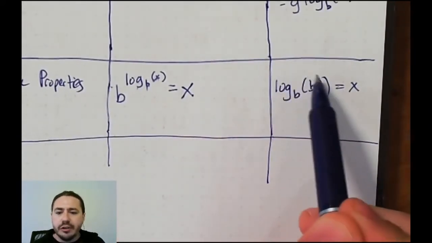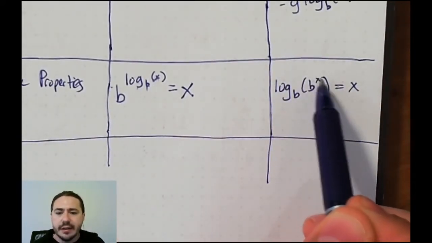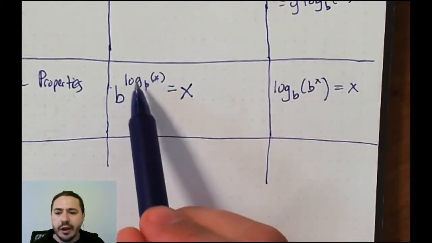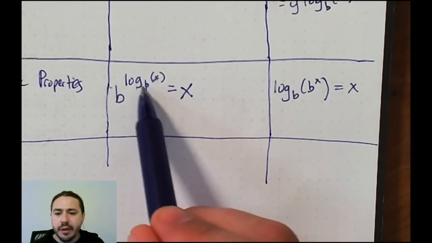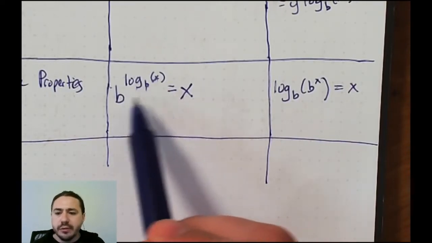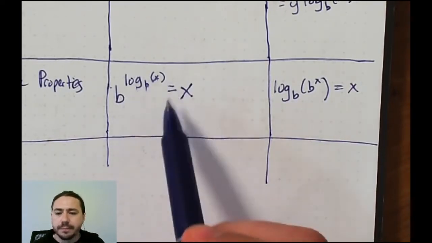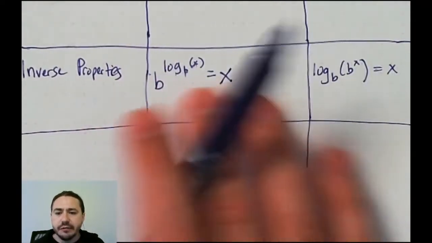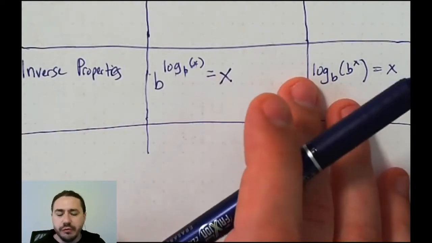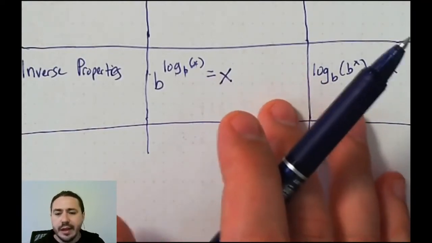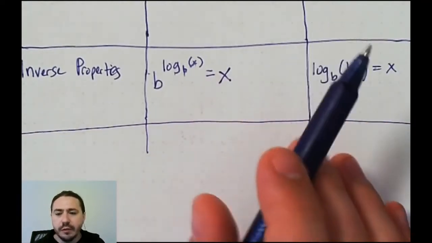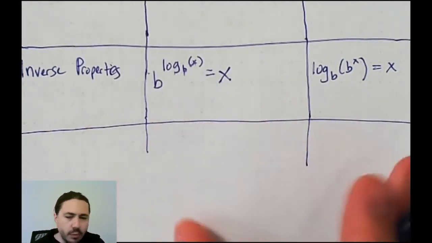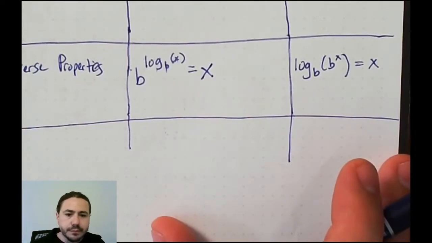So if you're trying to isolate an x that's in an exponent, you want to take the log of both sides of your equation. Over here, if you've got log base b and I want to get rid of that, then you want to raise both sides of the equation to a power. And we're going to have a lot more practice using these inverse properties in the coming days when we start solving more and more equations. We'll solve a few today, but for the most part, I want to just play with these properties.